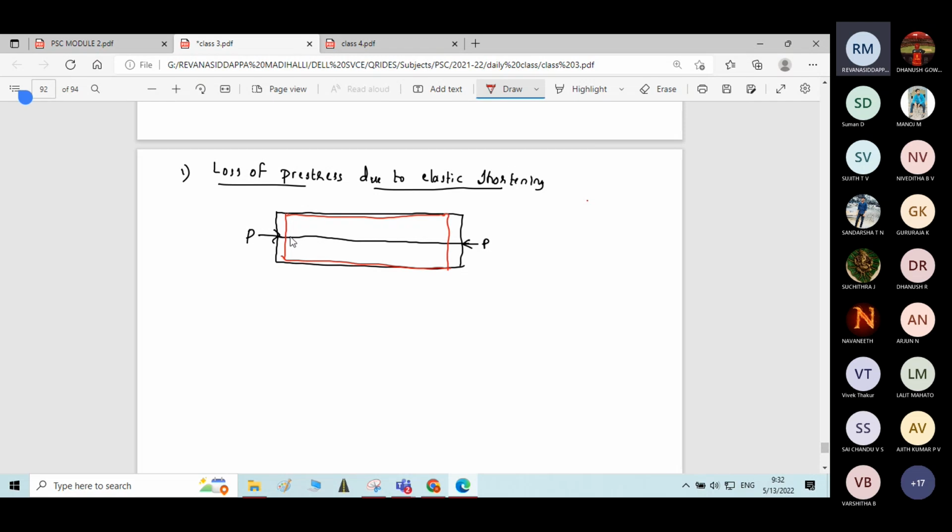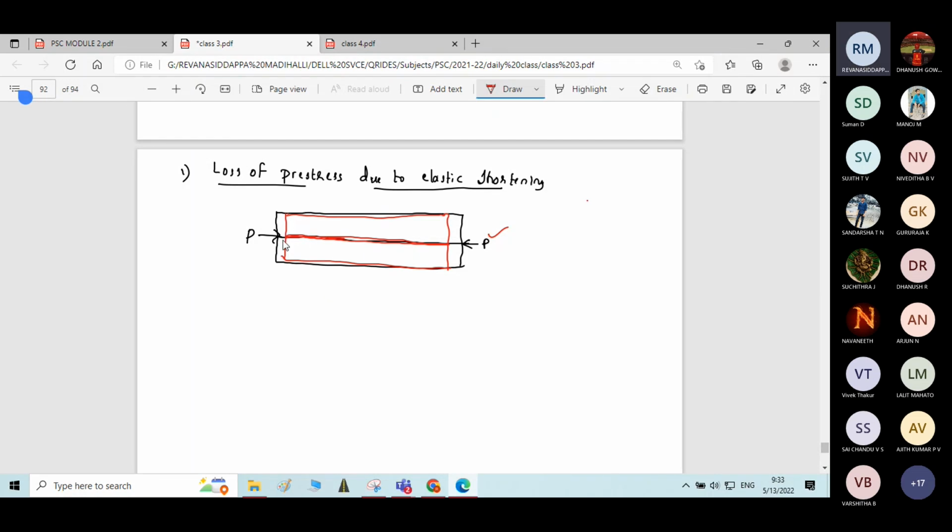This shortening of the length of the concrete will in turn reduce the length of the pre-stressing wire, or the tendon. This will cause a reduction in the pre-stressing force, and this reduction will cause a reduction in the pre-stresses. Reduction in the pre-stresses means loss in the pre-stresses. This is how the loss due to elastic shortening of the concrete takes place. I hope you understood.